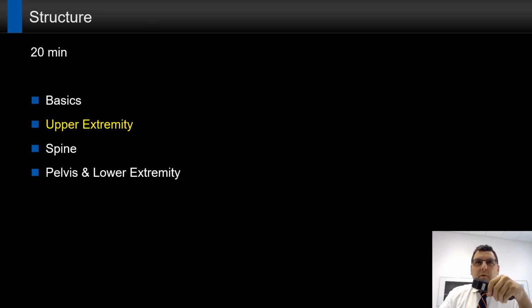And more than ever, knowing is seeing. Especially if you're dealing with occult fractures, you need to know where you have to look for the fractures, otherwise you will miss them. So let's start with the upper extremity.